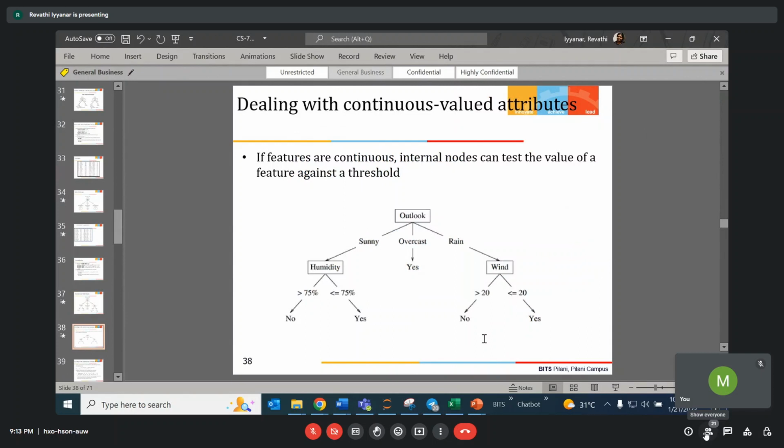If the features are continuous, internal nodes can test the value of the feature against a threshold.